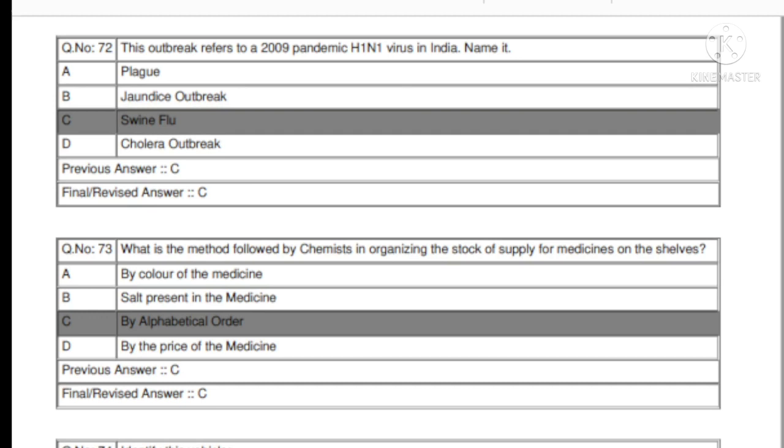Question number 72. This outbreak refers to a 2009 pandemic H1N1 virus in India. Name it. It was swine flu. It was not plague, jaundice outbreak, or cholera outbreak.